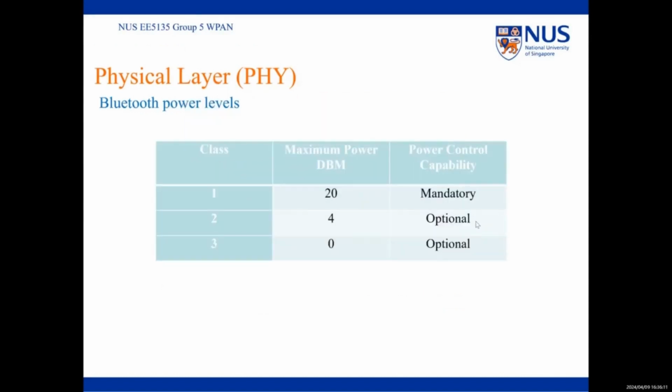And as for the Bluetooth power level, Bluetooth transmitters have 3 power classes for different communication ranges. Class 1, with a maximum output power of 20 dBm, is suitable for long-range communication up to approximately 100 meters. Class 2, with a maximum output power of 4 dBm, caters to ordinary range devices with a range of about 10 meters. And Class 3, the lowest power class with a maximum output power of 0 dBm, is reserved for short-range devices supporting communication up to approximately 10 centimeters.